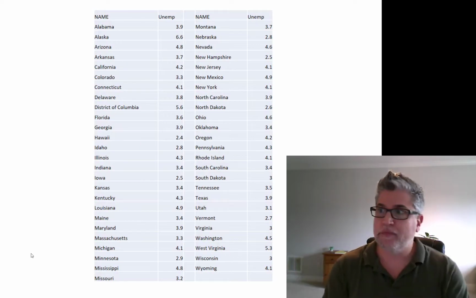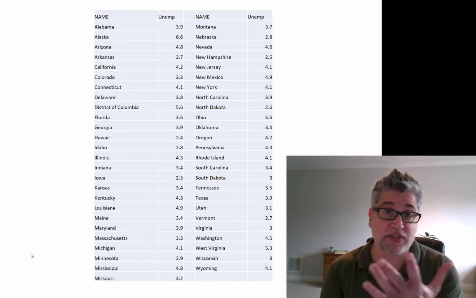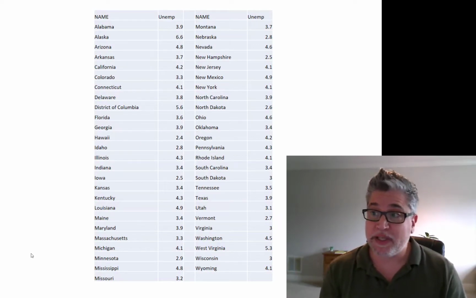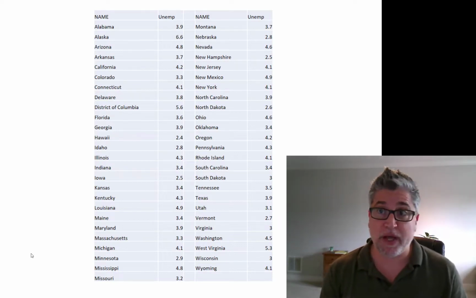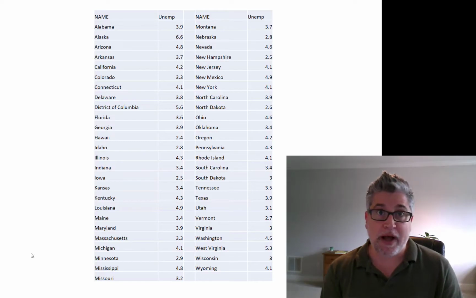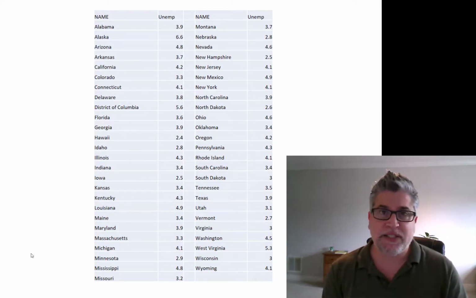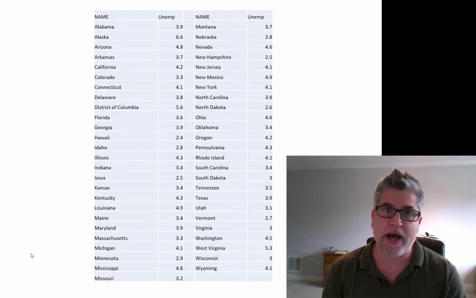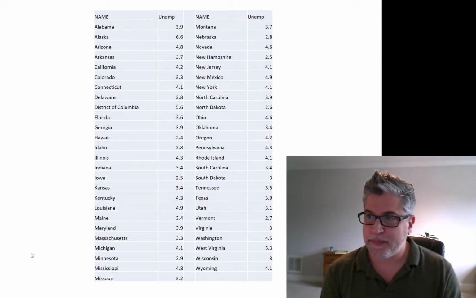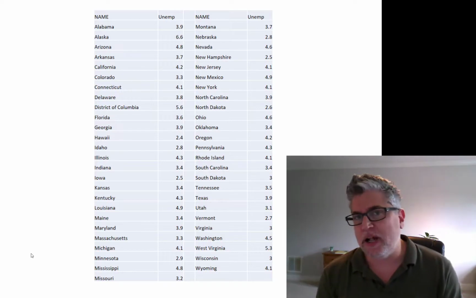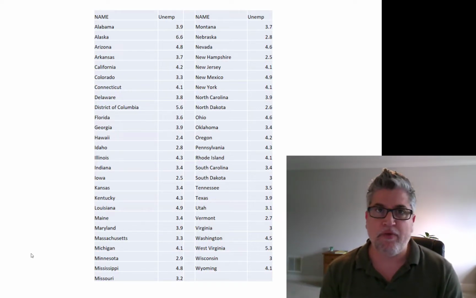So first of all, I like this. This is not a graph, it's just a table, but at least now I know what the numbers correspond to. I can see that the numbers were alphabetical by state name, that's good. And I can see that my state, Louisiana, has a 4.9% unemployment rate. I still can't exactly tell, though, whether it's high or low for the US or for its region.